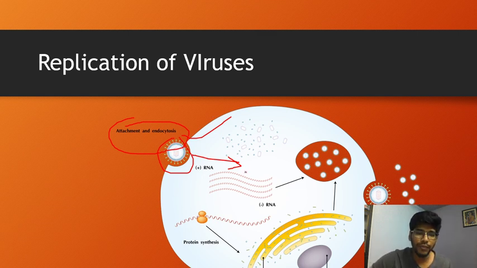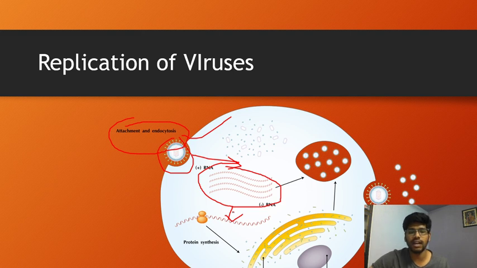After moving in, the RNA will be converted into proteins. Those proteins, all the subunits, will assemble again as viruses, and they break the cell and come out and infect the adjacent cells. That is the lytic process.